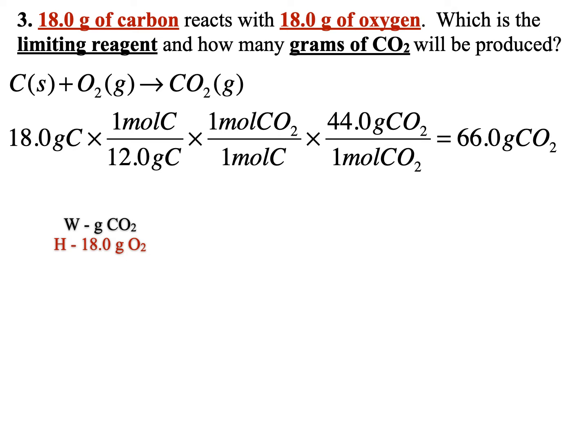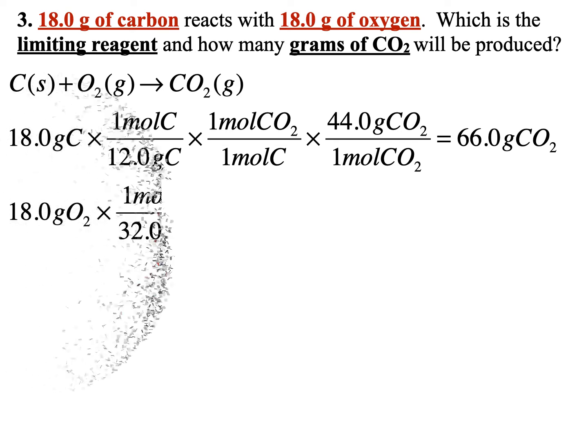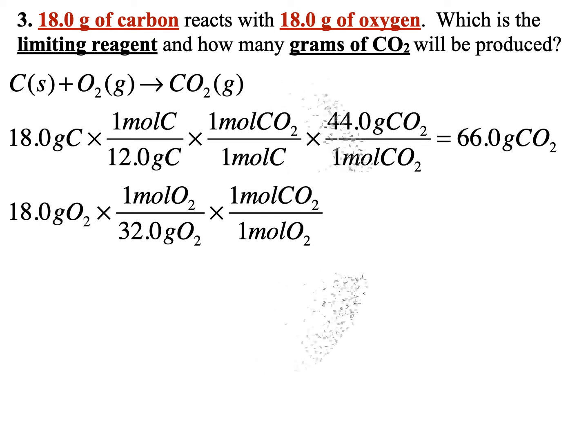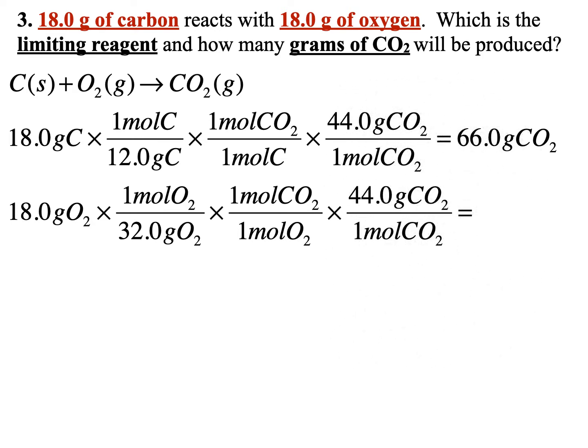The second one, I'm going to use 18 grams of oxygen and figure out how many grams of carbon dioxide I would form. So the first step is to take my 18 grams of oxygen, convert it to moles, 1 mole over 32.0 grams. Second step, my mole ratio now is 1 mole of carbon dioxide over 1 mole of oxygen from the balanced equation. And my last step again is going to be the same as the previous, so we can compare, and it's 44.0 grams of carbon dioxide per mole. 18 times 44 divided by 32 gives me a 24.8 gram yield.